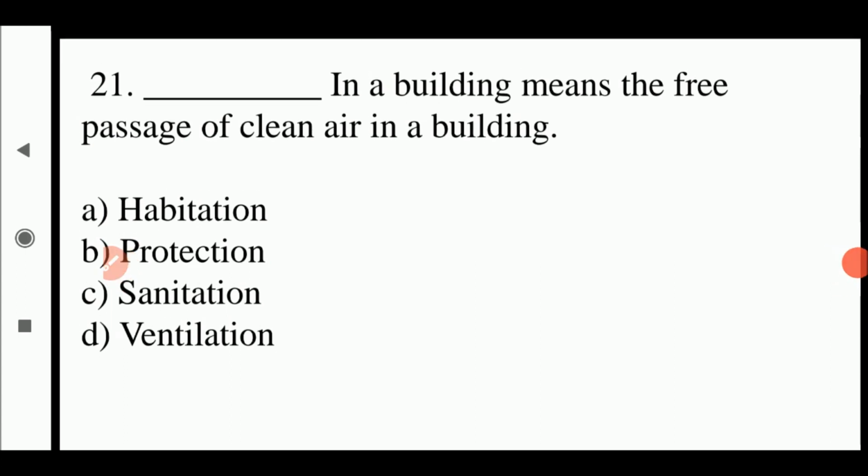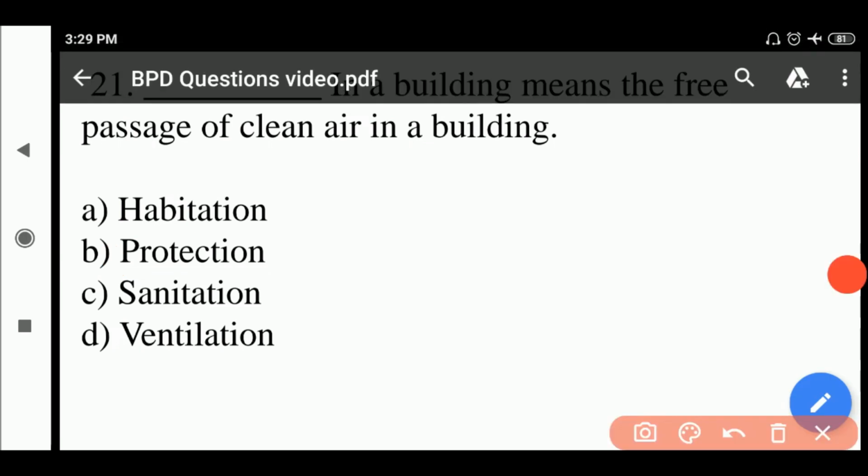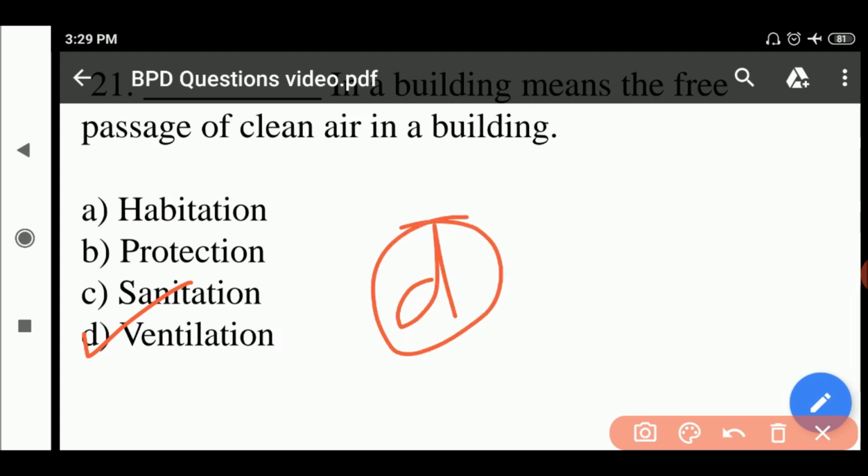Next objective, dash dash in a building means the free passage of clean air in the building. Option 1 habitation, second protection, third sanitation, and fourth is ventilation. So option D, that is ventilation, is correct.